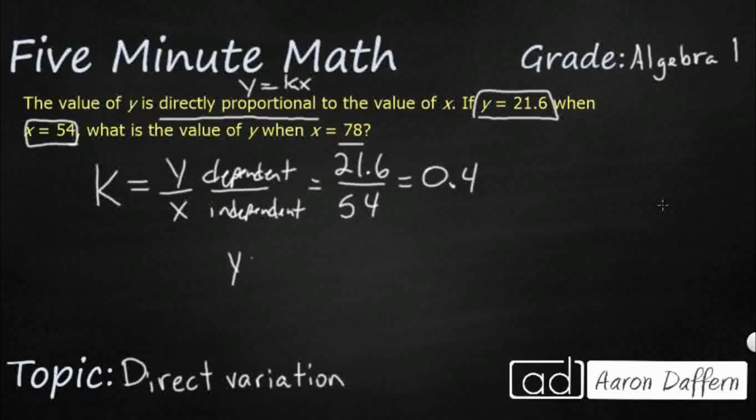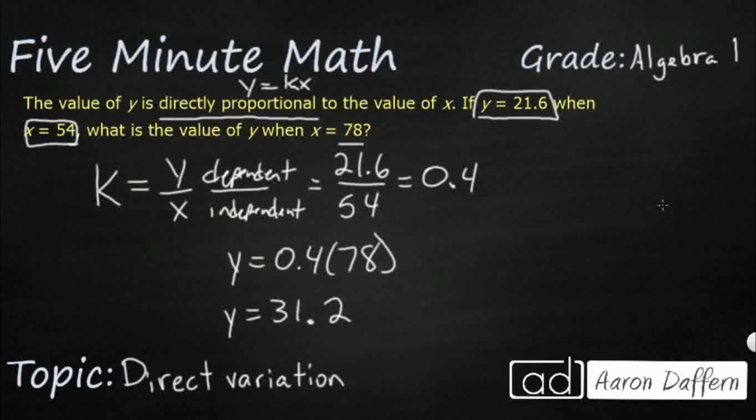So now we can plug in y equals kx with 0.4 as our k, and our x is going to be 78. And I'm wondering, what is our y when those two are the k and the x? Once again, pull out your calculator. You'll see that it's going to equal 31.2. So y equals 31 and 2/10. So that's how you would use it in this situation.